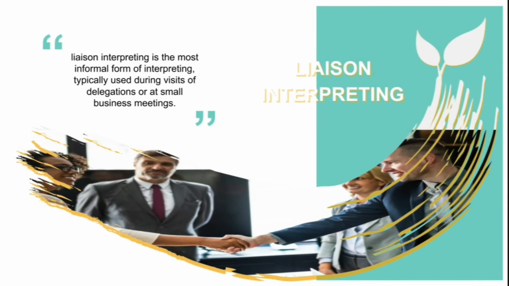Next is liaison interpreting. Liaison interpreting is the most informal form of interpreting. It is typically used during visits of delegations or at small business meetings. The interpreter accompanies the group or delegation on its visit and interprets whenever required. For business negotiations, the interpreter sits at the table with the negotiating parties. Different techniques are used depending on the situation.